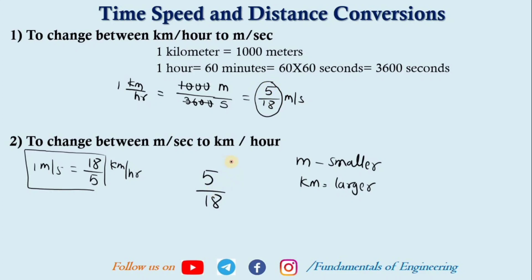So remember this ratio and how to use it. Whenever smaller is converted into larger, the numerator should be a larger number, and when larger is converted into smaller, the numerator should be a smaller number. So by using that you can do the conversions.